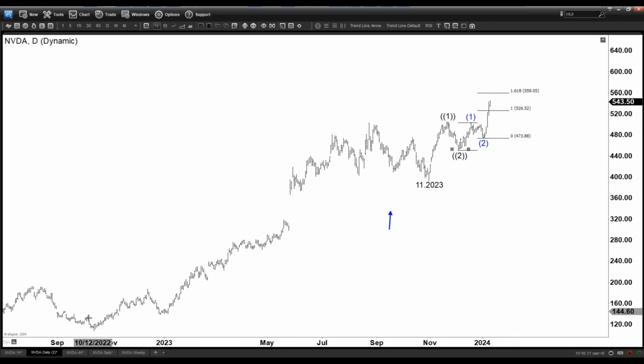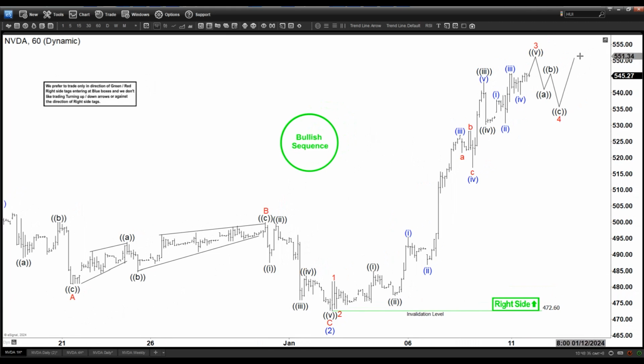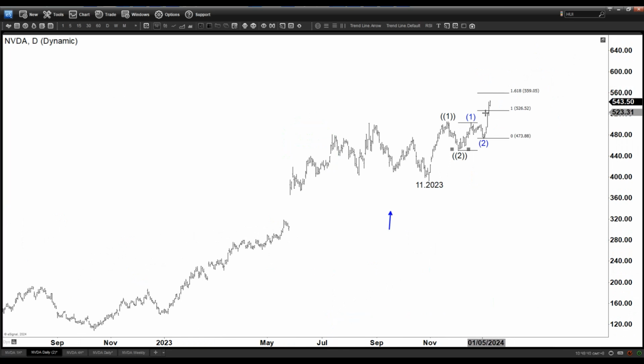Now then we go back to the 1 hour time frame idea. That's why we're still calling it higher for now to finish with 3 in blue. So ideally 3 in blue ends somewhere around this area, maybe 559 at the ideal level, or slightly above, slightly below, something like that. It's not a perfect level, right?